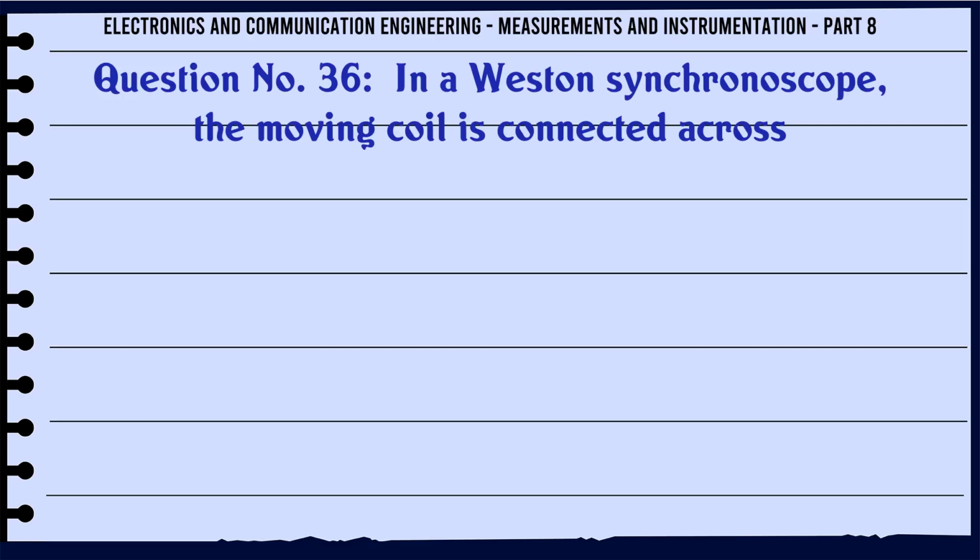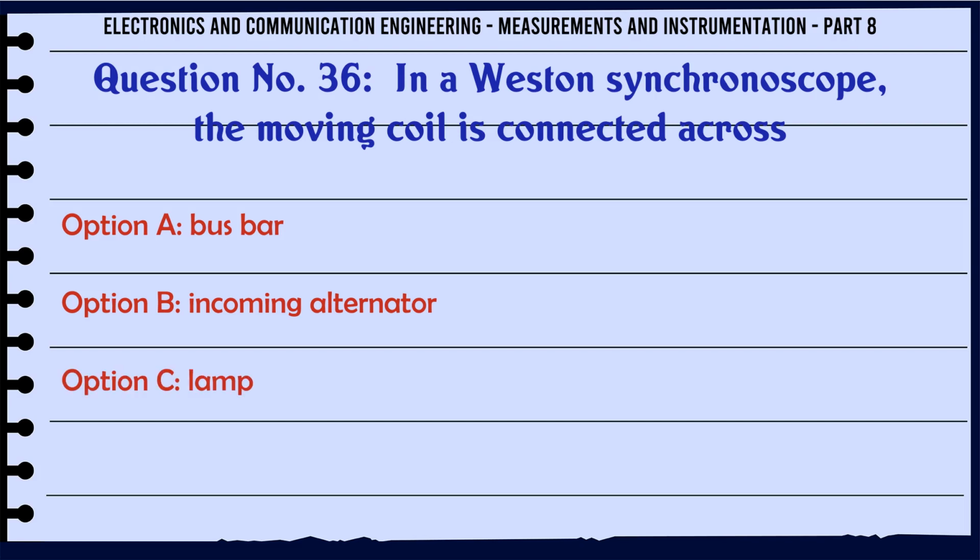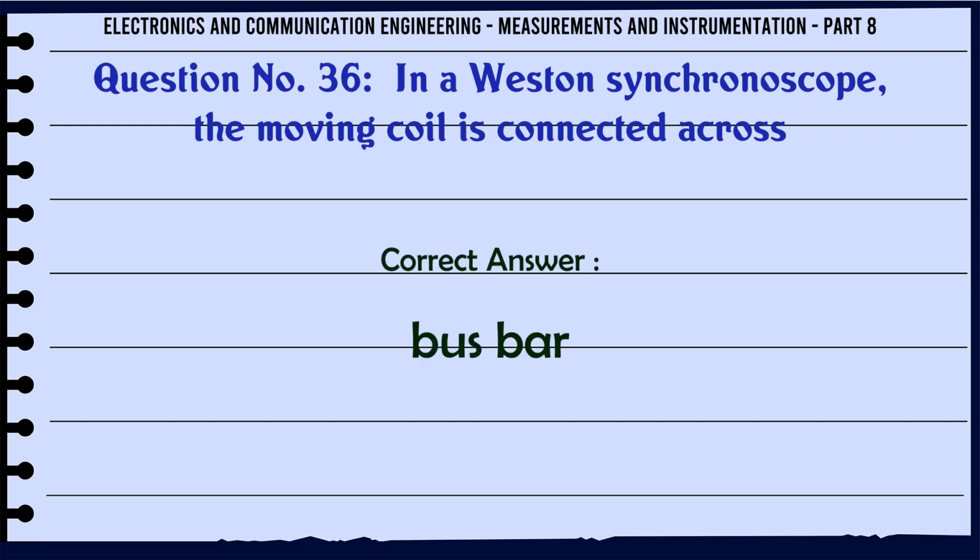In a Weston synchronoscope, the moving coil is connected across A: bus bar, B: incoming alternator, C: lamp, D: fixed coils. The correct answer is bus bar.